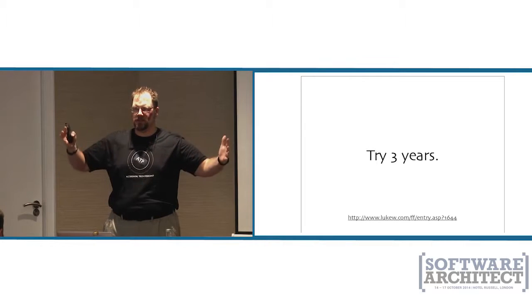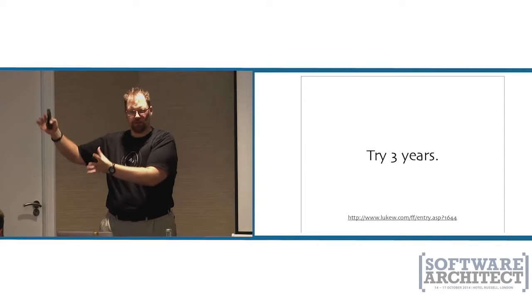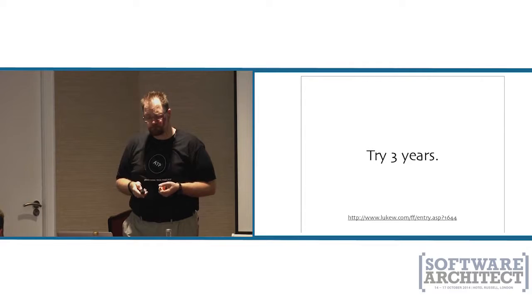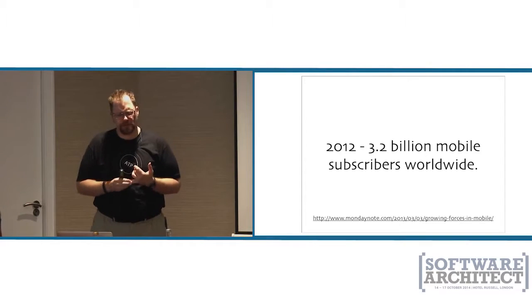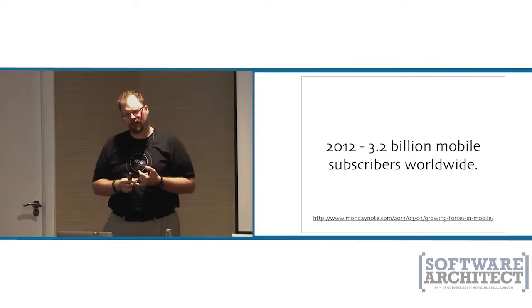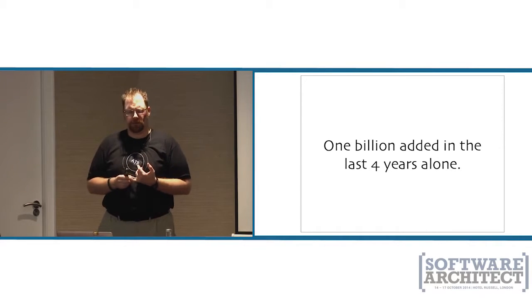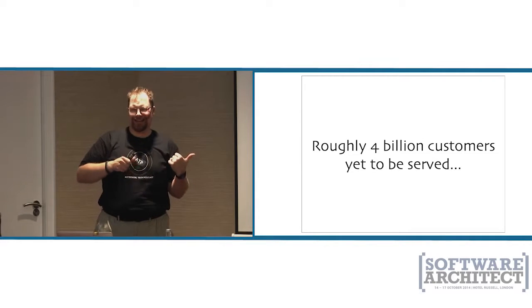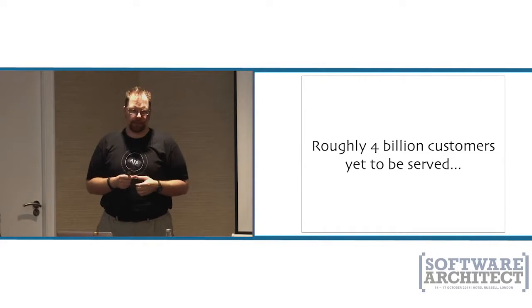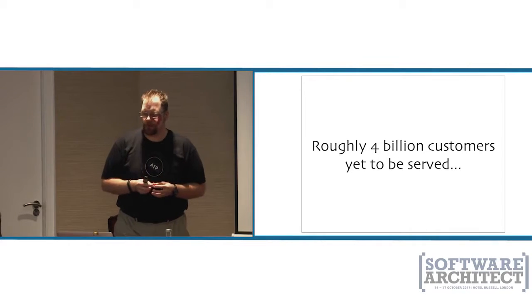And so what used to take 16 is now going to take 3, and then the next billion will probably come on even faster than that. Going all the way back to 2012, we had about 3.2 billion mobile subscribers in the world. 1 billion of those folks came online in the last 4 years alone. We still have another 4 billion people that aren't online yet, and they will be. So eventually this will reach almost everybody on Earth.